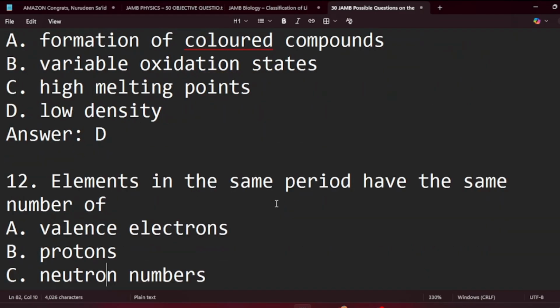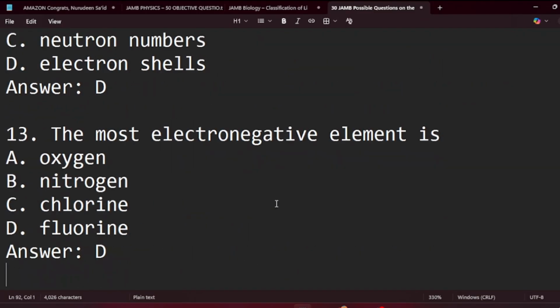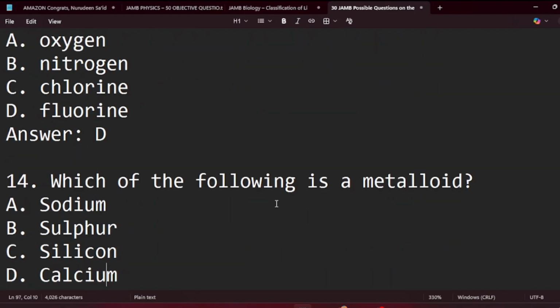Question number 12. Elements in the same period have the same number of A. valence electrons, B. protons, C. neutrons numbers, D. electron shells. The answer is D, which is electron shells. Question number 13. The most electronegative element is A. oxygen, B. nitrogen, C. chlorine, D. fluorine. The answer is D, which is fluorine.